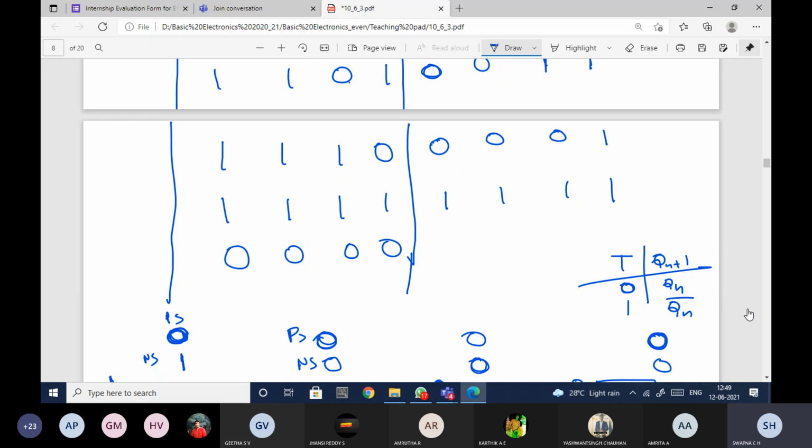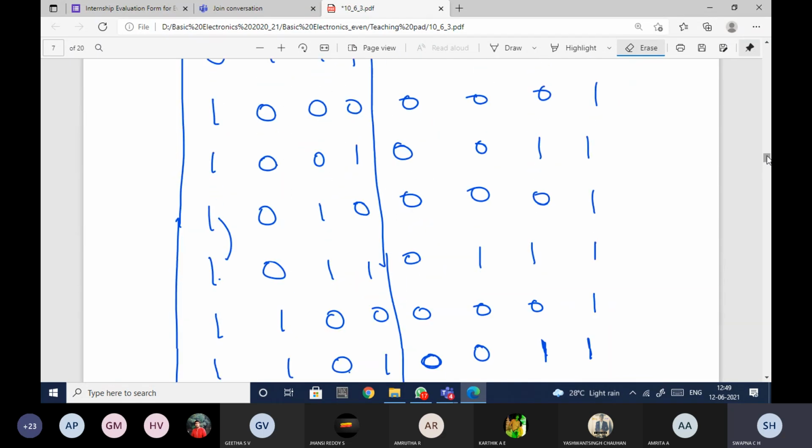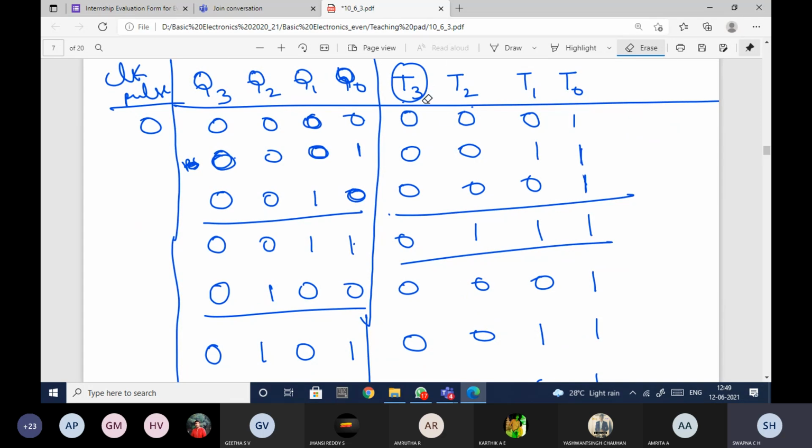Okay. Hope you have understood how to write the truth table. So from this we need to design now. Design now in the sense that we need to take the equations. The outputs we are designing are nothing but T3, T2, T1, T0. So what should be connected to T3, T2, T1, T0 so that it will work accordingly? Work accordingly in the sense that if the present state is 0 0 0 0, the next state should change to 0 0 0 1. If this is the present state, the next state should change to 0 0 1 0, like that.